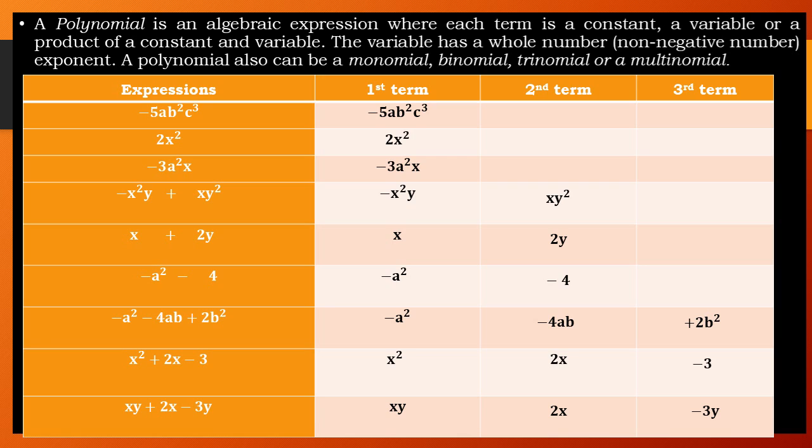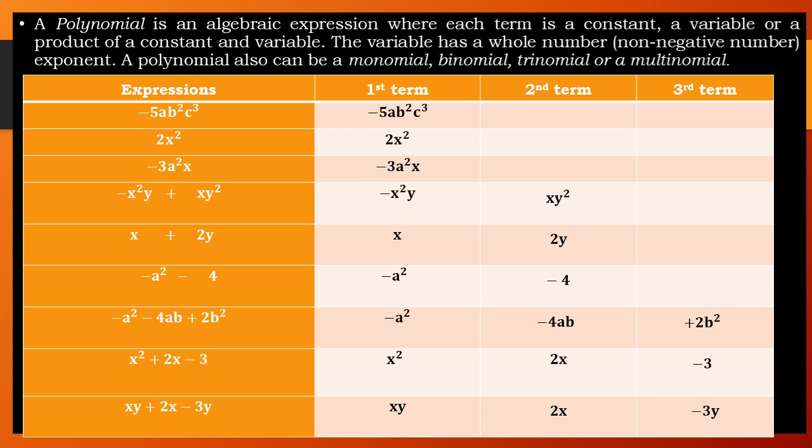positive 2b squared. Next expression, we have x squared plus 2x minus 3. As you can see, there are another three terms. The first term is x squared, the second term is 2x, and the last term is negative 3.